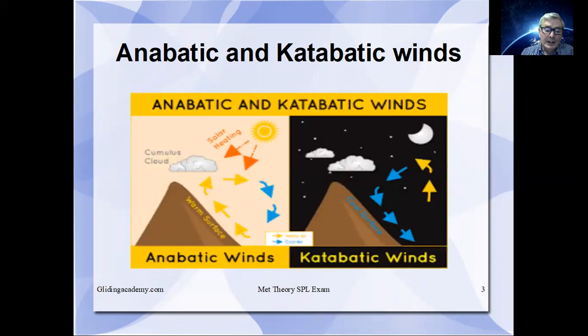An anabatic wind is a daytime event, typically in alpine regions, where the sun heats the surface unequally, so there's a differential heating. The surfaces, particularly those sloped and facing the sun, will get more heating than the surrounding areas. This warm surface in turn heats the air immediately adjacent to it. This air immediately adjacent to the mountain then becomes more buoyant and starts to move upwards. The band of air affected by this process is 200 or 300 feet thick.